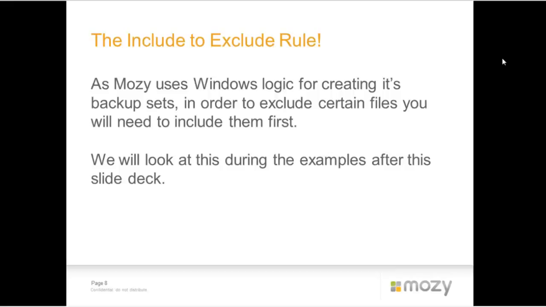Okay, and I'll show you this in more detail when we're going through the walkthrough and the example in a second. But basically what I mean is that if you want to exclude something, you need to include it in your backup set first and then exclude that backup set from backups. I'll show you what I mean by that with the example. It's a bit easier to show you rather than trying to explain it.